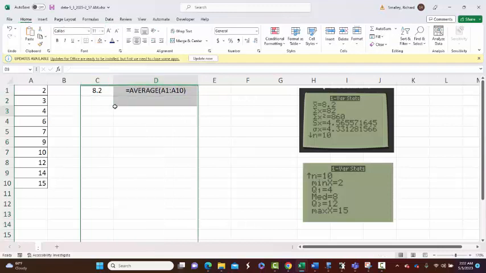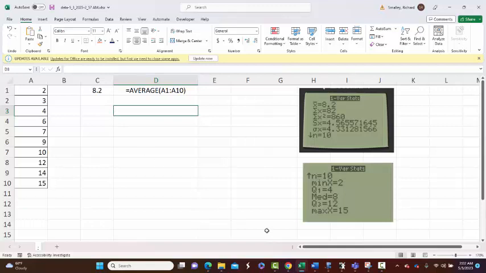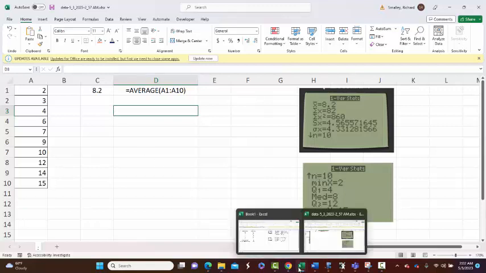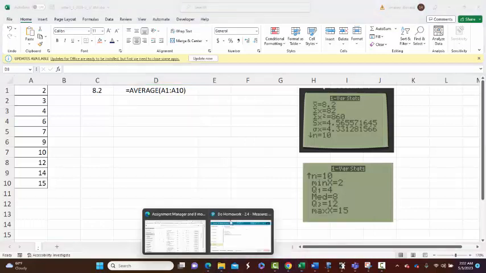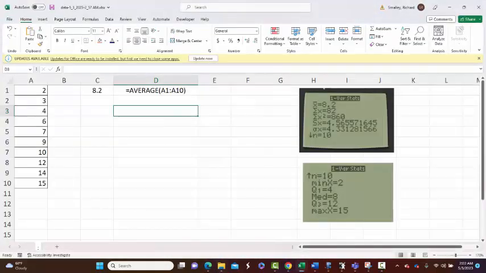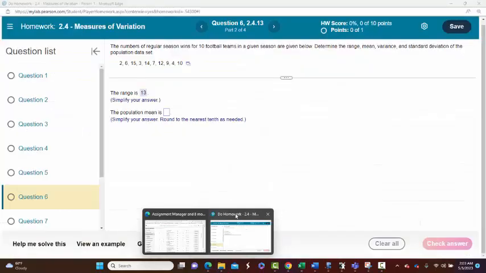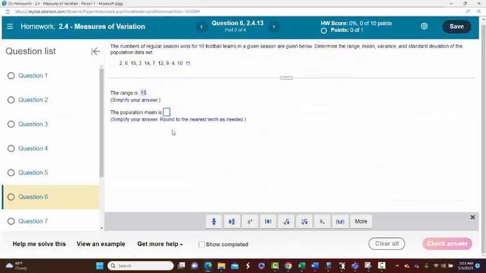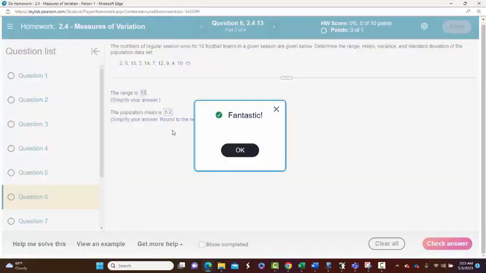Oh, I always like for these to be centered, just, I don't know. Maybe I'm a bit OCD or something. So there's the mean, 8.2, and the calculator is 8.2. It's all big one happy 8.2. Oh, come here. Fantastic.